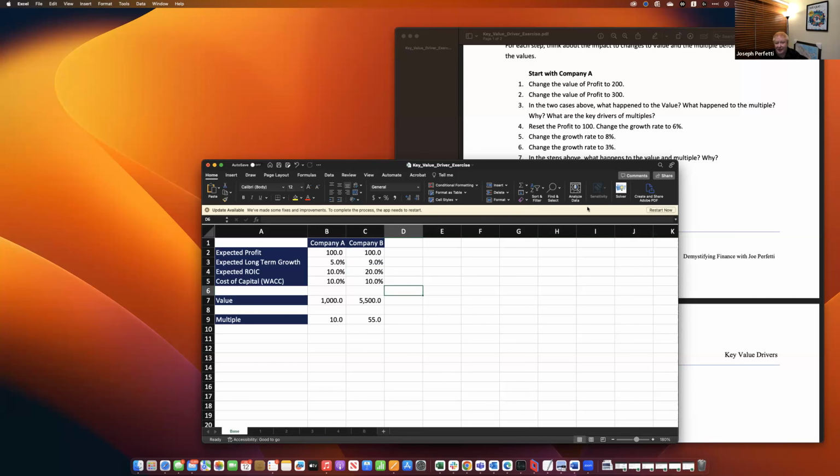Now, before they did these two scenarios, they actually skipped the very first part. Room 2, what happened when you first changed the profits? What happened to the values and what happened to the multiples when you changed the profits? For room 2, when we changed the profit, question 1 to 200 and question 2 to 300, for company A the value increased at the same growth rate as the profit. It increased by the same percentage as the profit is increasing.